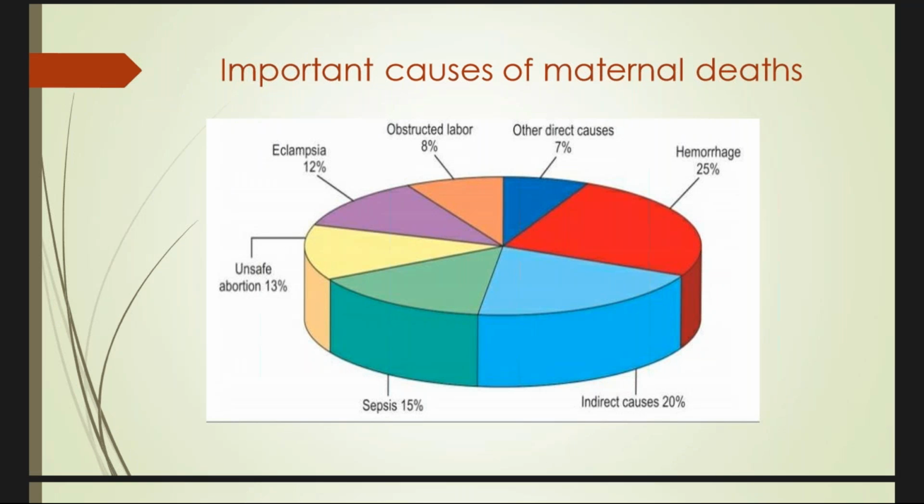Next most important and common will be sepsis because of unclean and unsafe practices. Next, unsafe abortion. We have criminal abortions, unsafe abortions like RMPs, and untrained people who do unsafe abortions. Thereby, the women may land up in complications. And next comes our eclampsia.